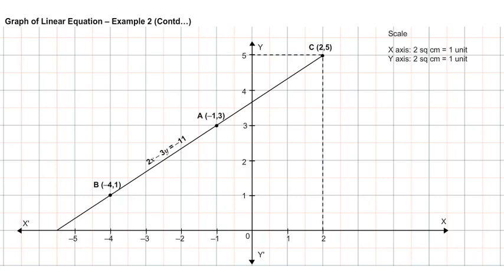Now the next step is to check whether (2, 5) and (-1, 3) are the solutions of this linear equation in two variables, that is 2x minus 3y equal to -11. Since both the points x equal to 2, y equal to 5 and x equal to -1, y equal to 3 lie on 2x minus 3y equal to -11, we conclude that x equal to 2, y equal to 5 and x equal to -1, y equal to 3 are the solutions of 2x minus 3y equal to -11.